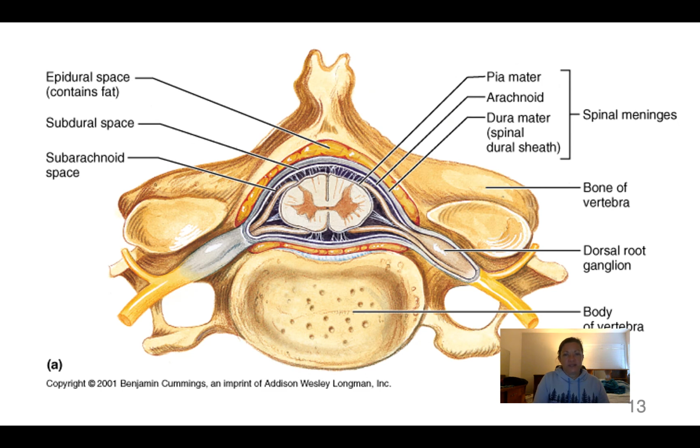And when you look, this is a very old textbook picture, but it still works. When you look at the transverse section of this arrangement, this happens to be a cervical vertebra, and I can tell because there are transverse foramina bilaterally. You can see the bifid dorsal spinous process here. The spinal cord sitting in the middle, enclosed in its meninges, and a dorsal root and a ventral root that merge.